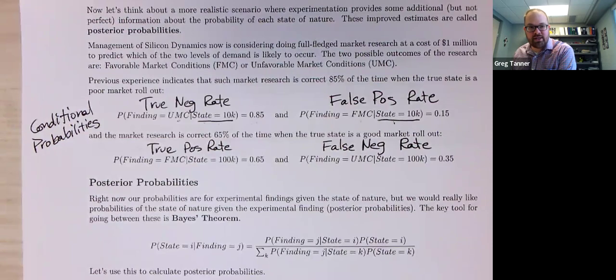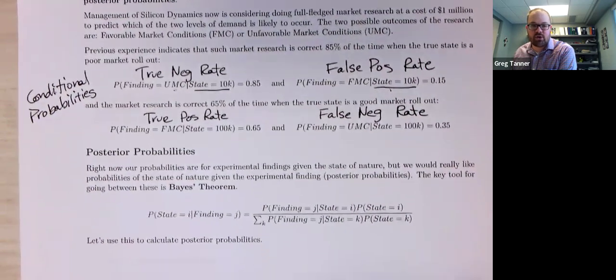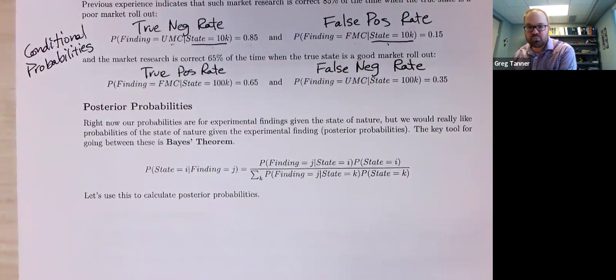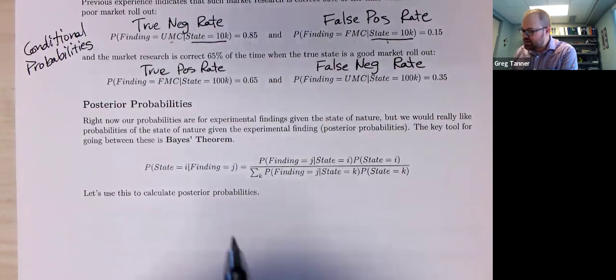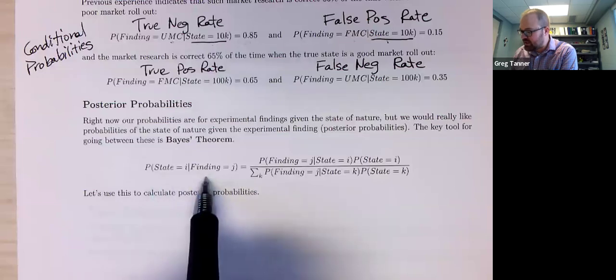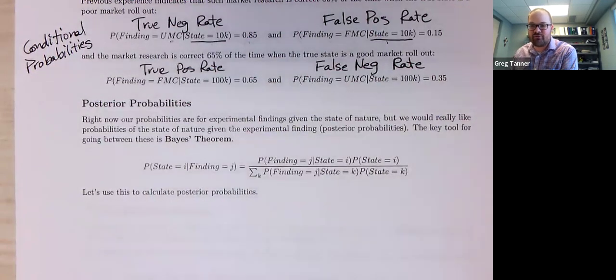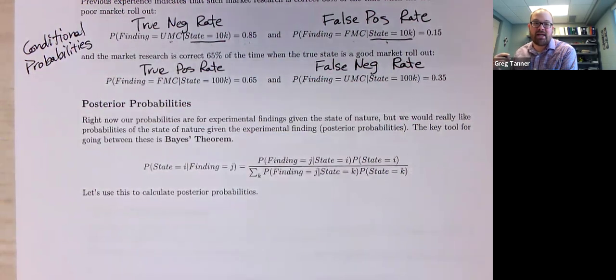Then what we need to do is use those conditional probabilities to get to what are called posterior probabilities. So posterior probabilities essentially flip the order of state and finding. So given a finding, once we hear the finding, we want to know what's the probability of selling 10,000 or 100,000 computers, right? If they come back and say favorable market conditions, what does that mean about the probability of selling 100,000 versus 10,000 computers? Or if they come back and say unfavorable market conditions, what does that mean about the probability of selling 100,000 or 10,000 computers?